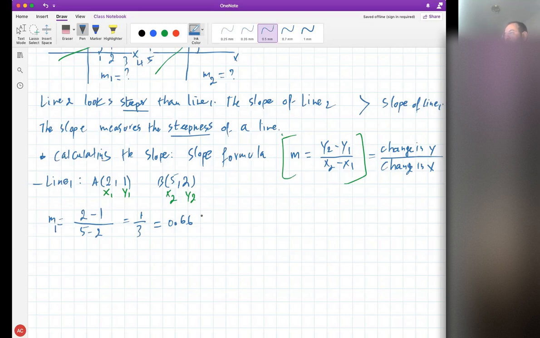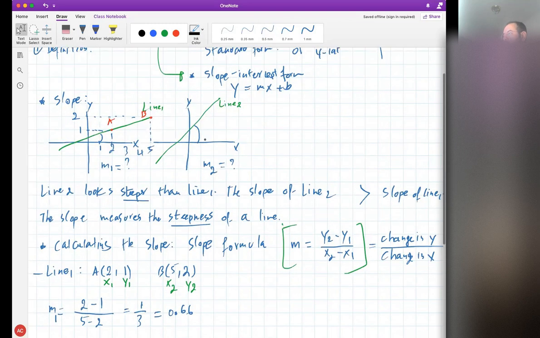Now let's do the same thing with line 2. We're going to measure its slope. We'll see if that confirms what we talked about here. As with line 1, for line 2 we also need a couple of points. Usually take a couple of points that are clear to read. You don't want to choose something in the middle, which would be a decimal. Choose something that's easy to read.